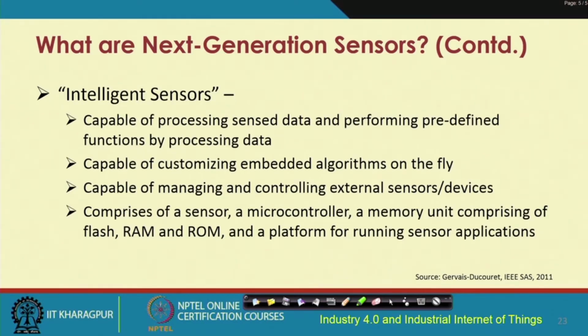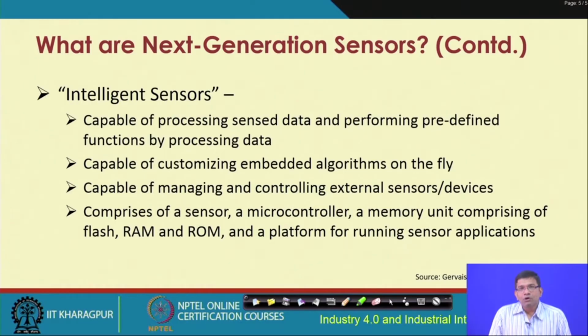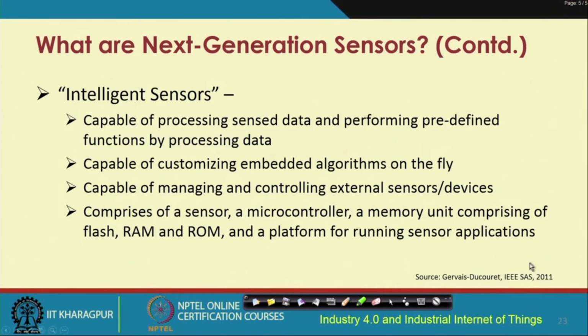They are in the works, and these are the different features of these intelligent sensors. These intelligent sensors are capable of processing sensed data and performing predefined functions by processing the data. They are capable of customizing embedded algorithms on the fly, unlike the smart sensors which were not able to do so. They are capable of managing and controlling external sensors and devices, and they would comprise a sensor, a microcontroller unit, a memory unit comprising flash, RAM, ROM, and a platform for running different sensor applications.